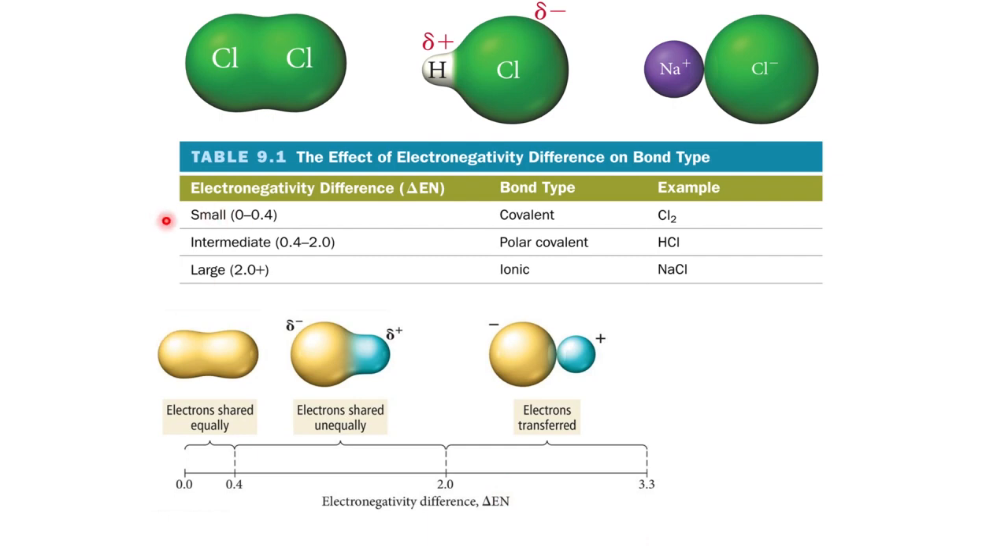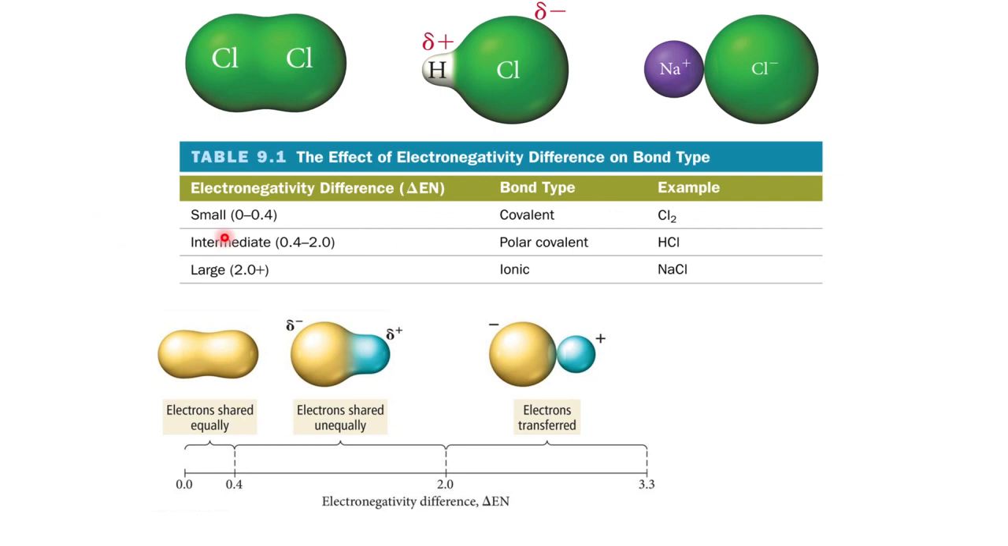So here is a summary of the effect of electronegativity differences on bond types. When you have a diatomic covalent bond like molecular chlorine, or molecular nitrogen or oxygen, since the atoms are the same, they have exactly the same electronegativity, there's no difference in charge attraction. That would be a pure covalent bond.